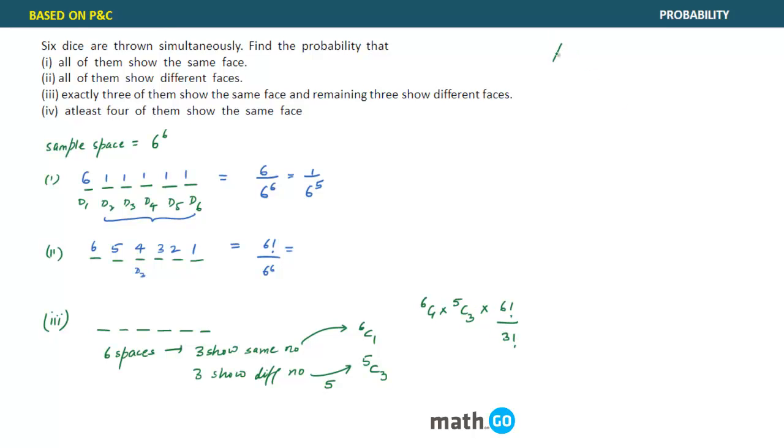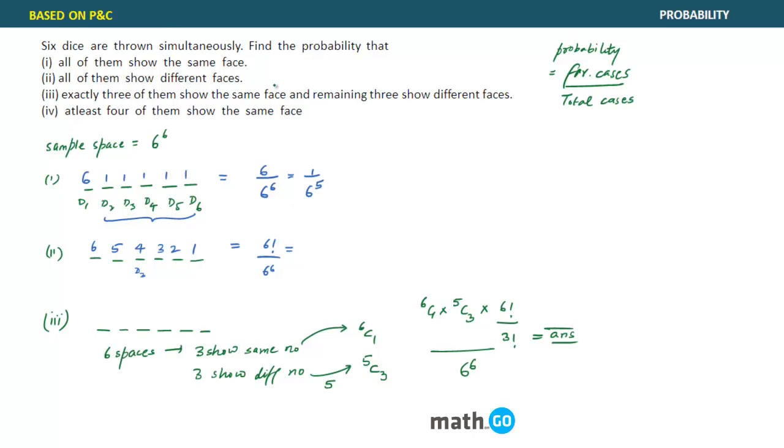So what is probability? You must have done this, I have actually skipped the very basics of probability. Probability is nothing but favorable cases, the cases which are required, divided by total ways, the total cases of doing that particular event, whether favorable or not favorable. So you will divide this particular event by 6 raised to power 6. That is your sample space. This is the answer we are looking for.